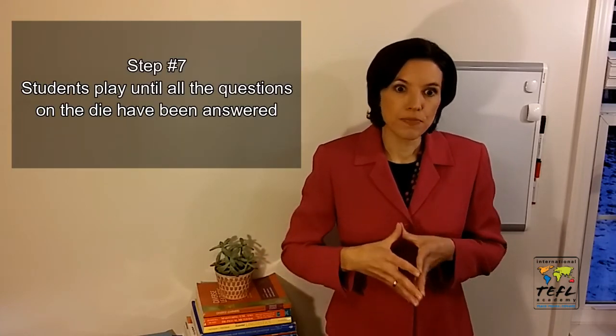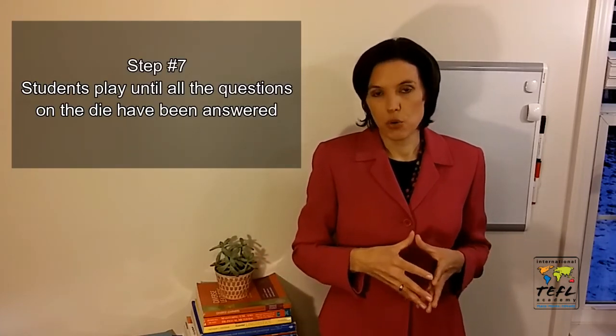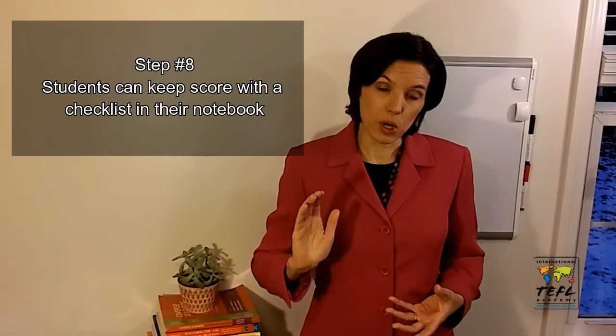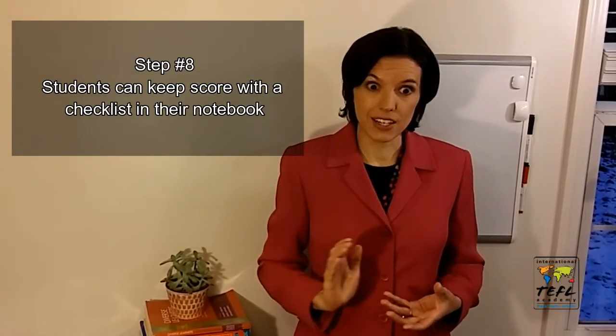So students are going to continue shaking the die and answering the questions until both students have answered all of the questions. Students don't need to re-answer a question if they shake the same side twice. They can simply reshake to get a new question. And to keep track of the answered questions, students can write a checklist in their notebook, and they can list the numbers 1 through 6 in a column. So as they answer the questions, they can check the question off the list. And once they've answered all the questions, then the activity is complete.